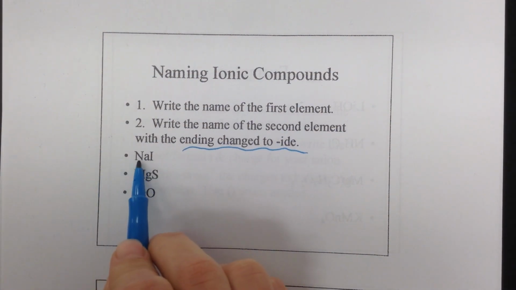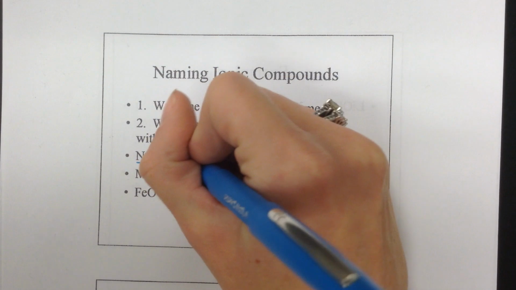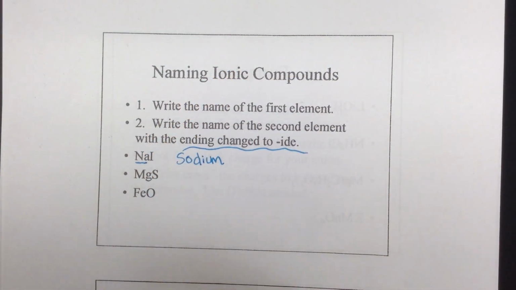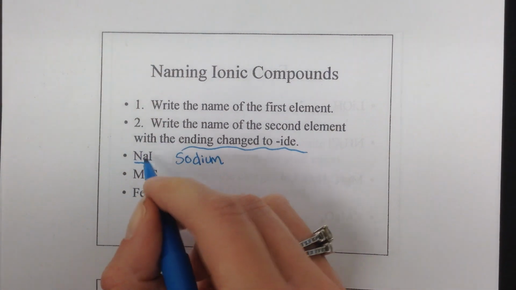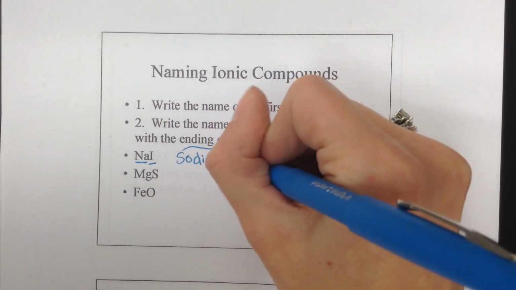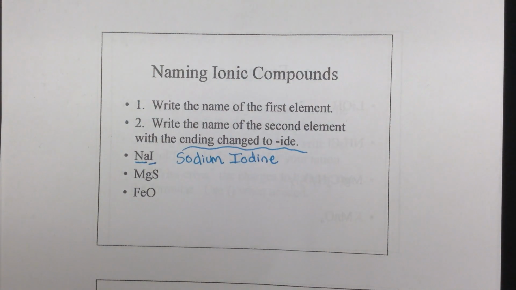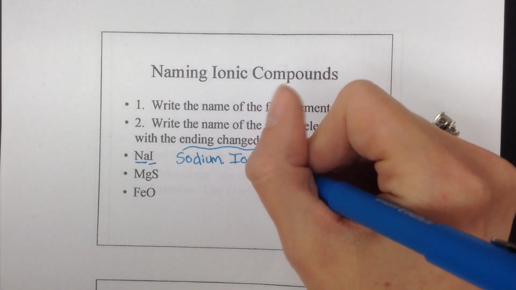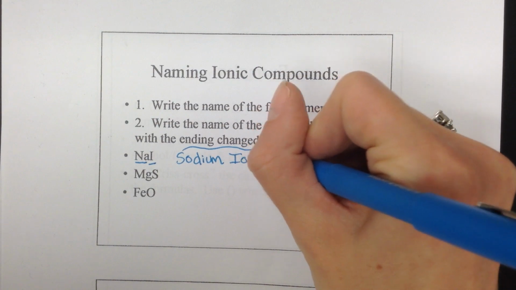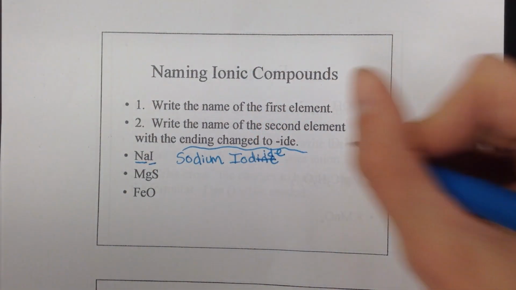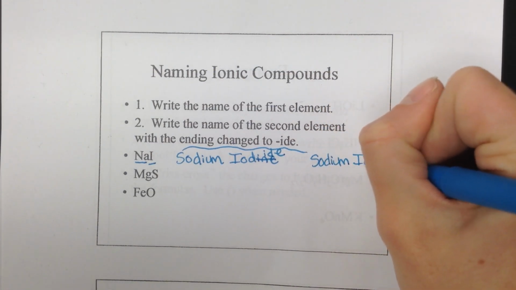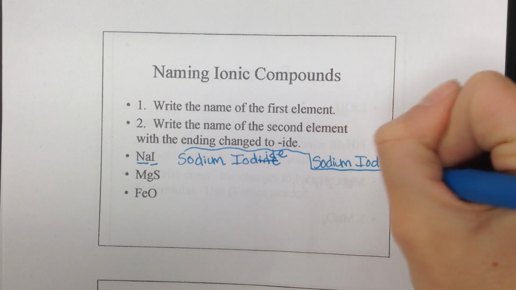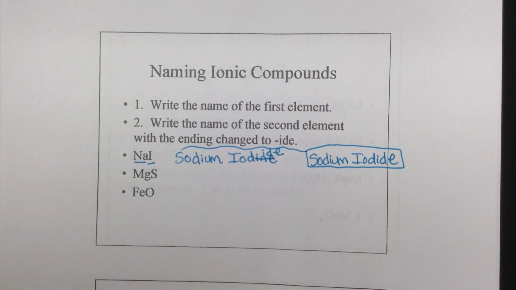Step 1 said to name the first element. So that first element there is sodium. And then it said write the name of the second element with the ending changed to IDE. So the original name of this second element is iodine, but we need to change that ending to IDE. So instead of INE, it's going to be IDE, so it reads cleaner and nicely. It reads sodium iodide. Don't worry about spelling, you guys. As long as I see that ending, I'm happy.